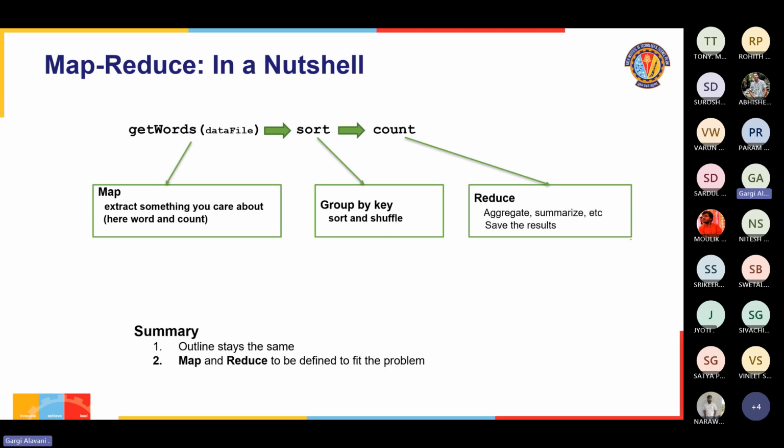So this outline remains the same across multiple problems of multiple domains. Map and reduce is what you define to fit the problem. What should be mapped and what should be reduced is what you need to define.